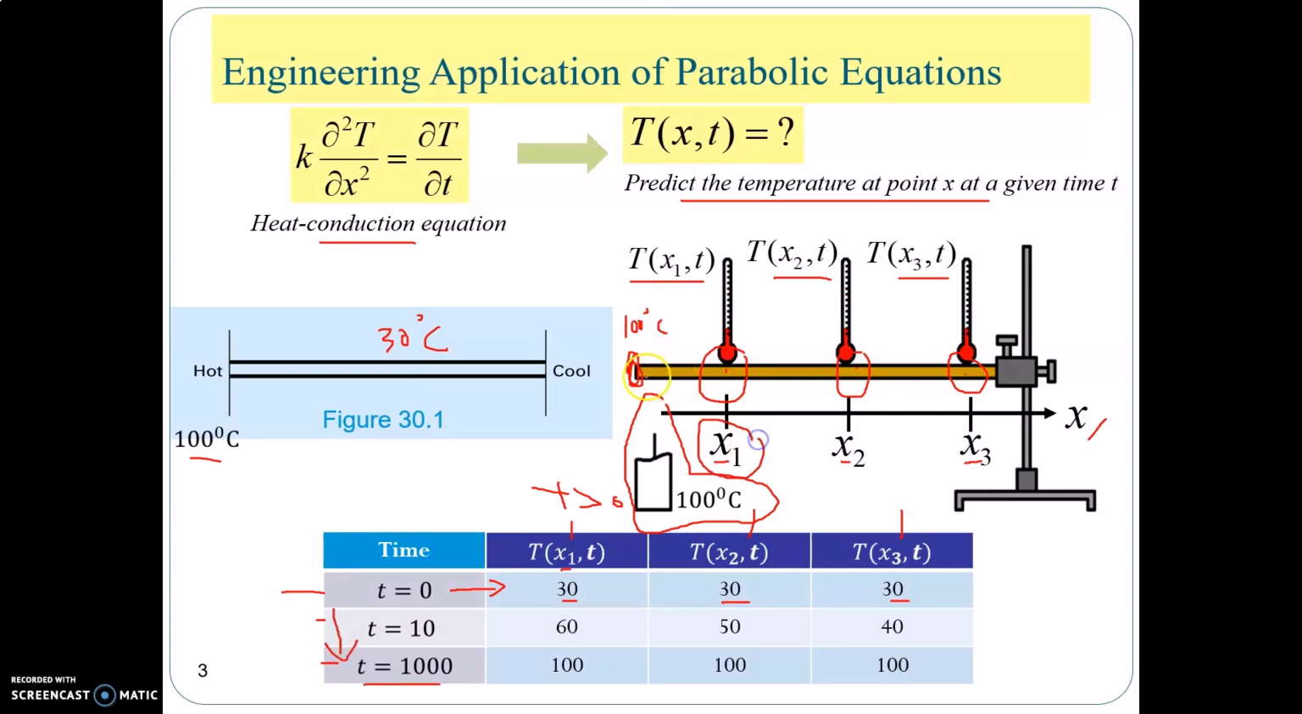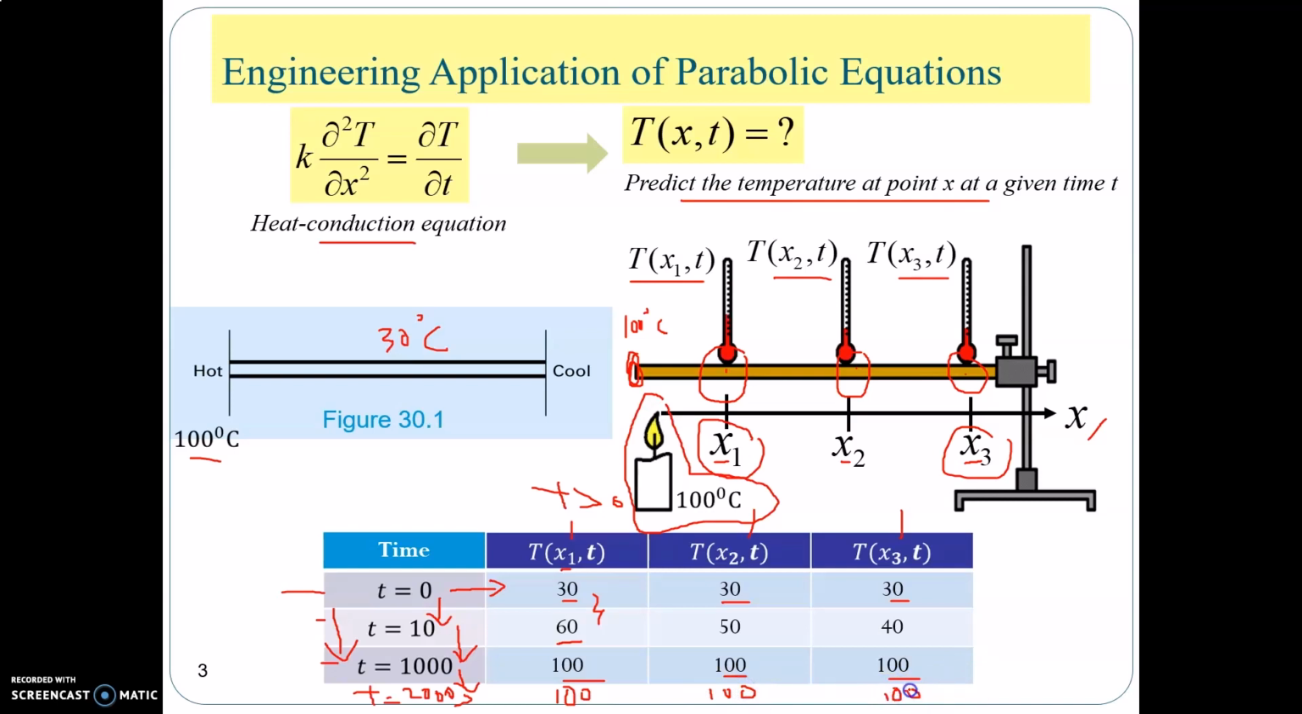Since X1 is closer to the heat source here compared to the X3, therefore you can see that as time passed by 10 seconds, the temperature at point 1 increased by 30 degrees Celsius, while the X3 there is only increased by 10 degrees Celsius. As the time passed to a large extent here, we can see 1000 seconds, the temperature reached the maximum at all the points, which is 100 degrees Celsius. And if you continue to heat the bar for a longer period, let's say 2000 seconds here, we found that the temperature will remain at 100.